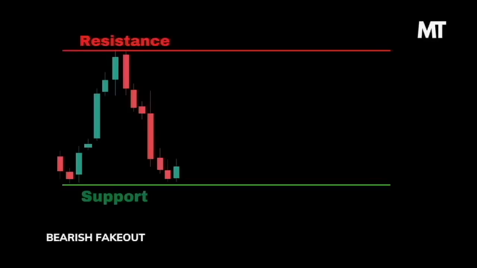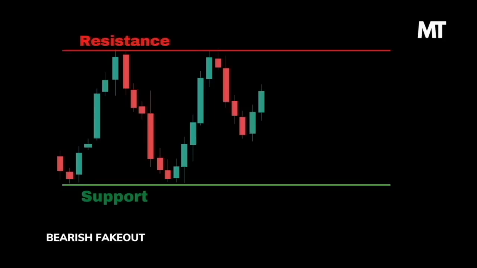Hello traders, in this video we are going to analyze the bearish fake out. Before having a fake out, price will be ranging between a support and resistance level. This phase is also known as market consolidation. For a fake out to occur, price must break either the support or resistance level. In this case, we are looking at the bearish fake out. In other words, we are looking at the fake out of the support level.